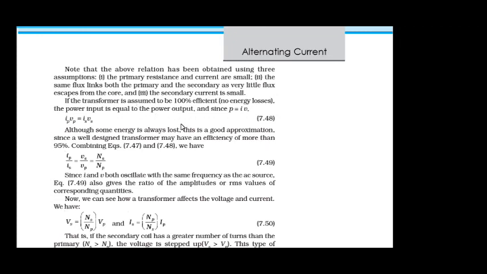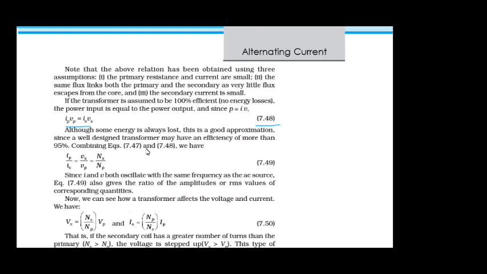If the transformer is assumed to be 100% efficient, with no energy loss, the power input is equal to the power output, and since P is equal to IV, we can write Ip Vp is equal to Is Vs. So this is one more condition. This can be represented as equation 7.48. Although some energy is always lost, this is a good approximation, since a well-designed transformer may have an efficiency of more than 95%.